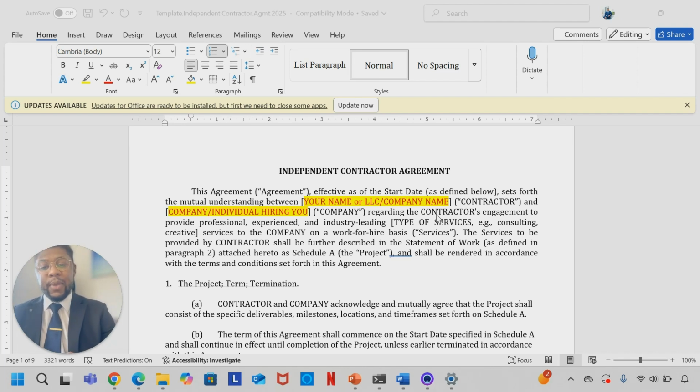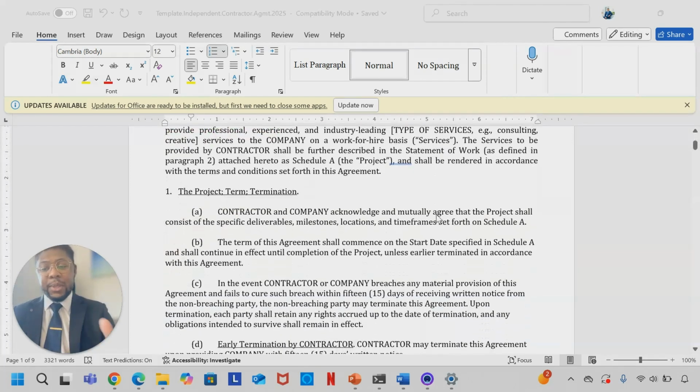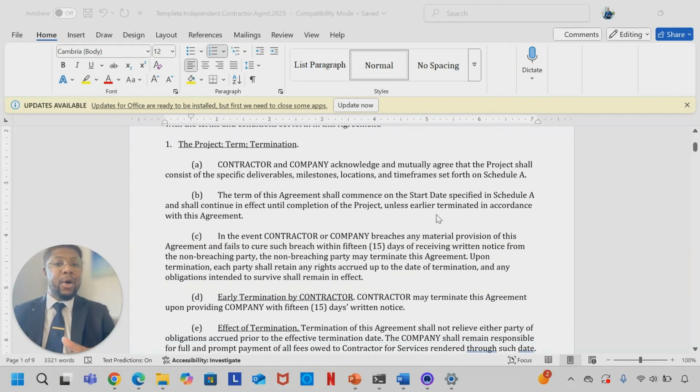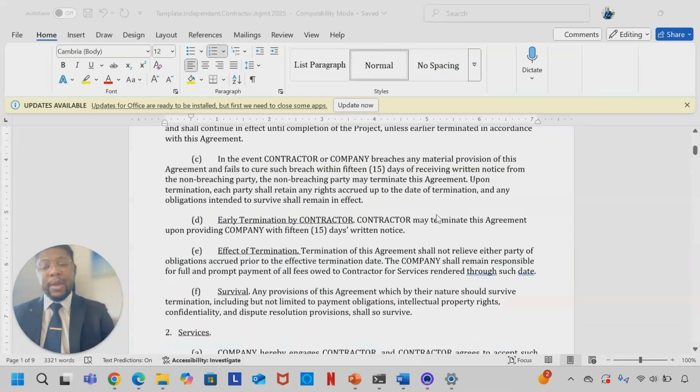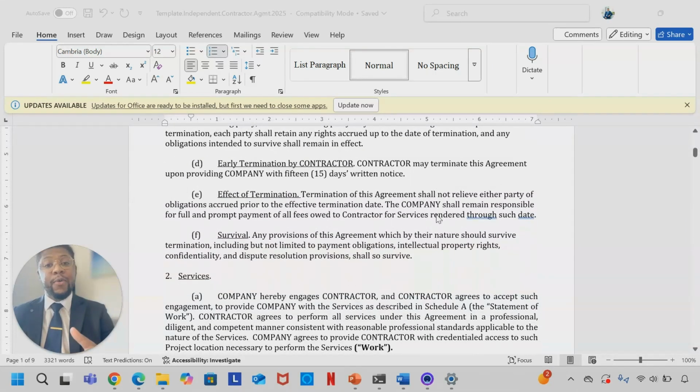What you'll see here is a section where you can input your name or your company name, whether it's for your LLC or your corporation, as well as the individual on the other side. The first section is the project and term and determination. This section will spell out how long this contract will last and the different ways that you can terminate the agreement. We add additional protections to make sure that you yourself can always get out of this agreement.